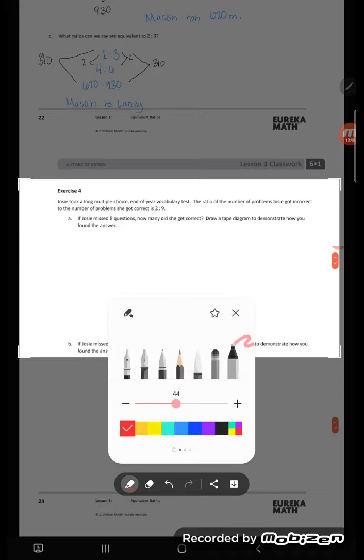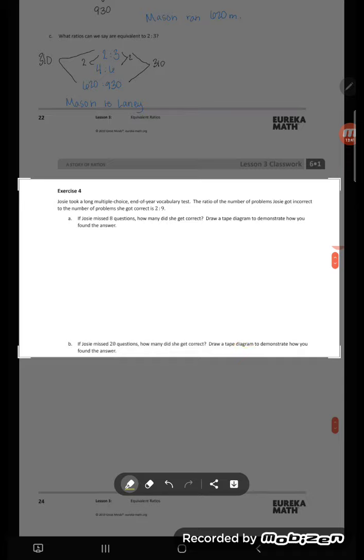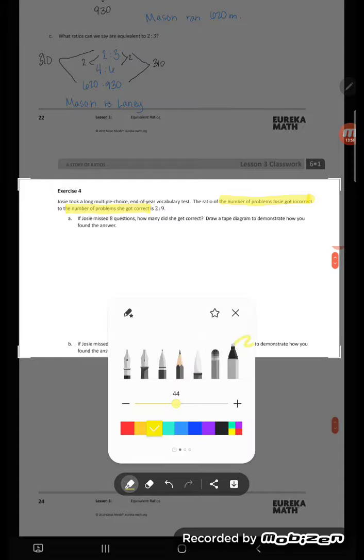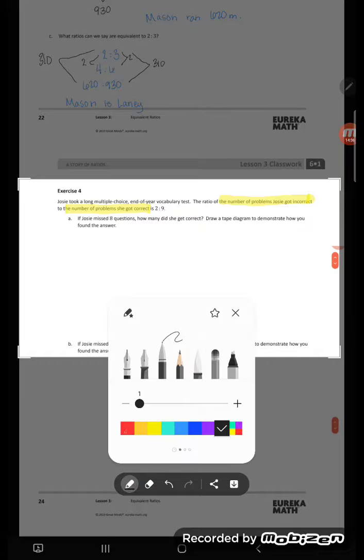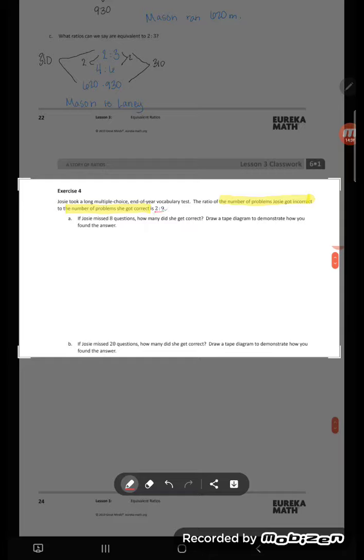All right. First, I'm going to start out by highlighting the information they give me. Josie took a long multiple choice end of year vocabulary test. The ratio, okay, I'm going to notice my A's and my B's. The number of problems Josie got incorrect to the number of problems she got correct. Circle in that ratio. 2 to 9. I would love to circle that in red instead, just to make it extra clear what the ratio is. 2 to 9.